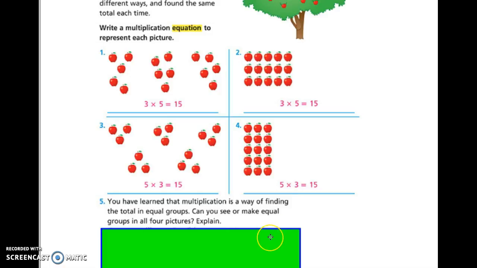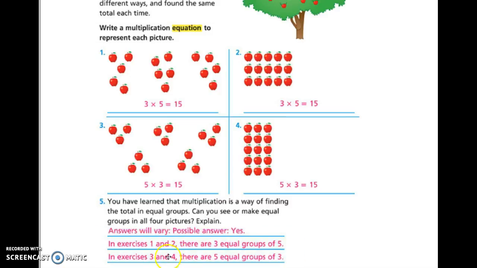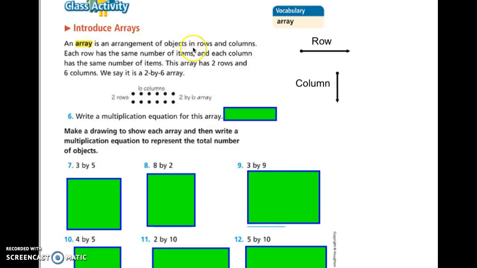So you have learned that multiplication is a way of finding the total in equal groups. Can you see or make equal groups in all 4 pictures? And the question, can you find equal groups in each of these pictures? And the answer is yes, right? In exercise 1 and 2, we have 3 equal groups, right? 3 equal groups of 5. And in exercise 3 and 4, we have 5 equal groups of how many? Yeah, 3.